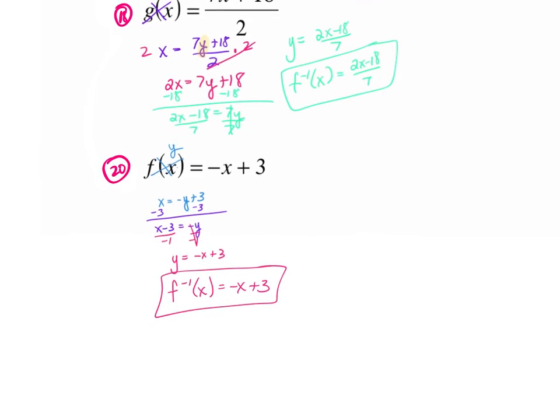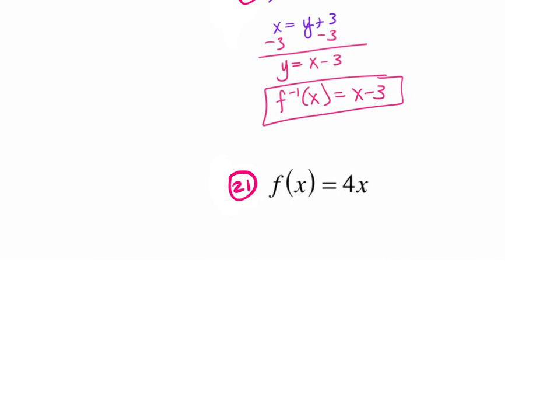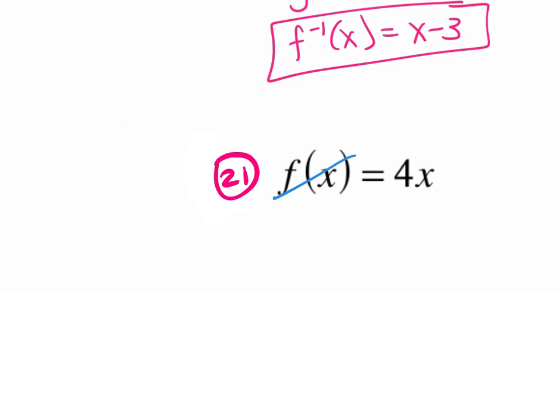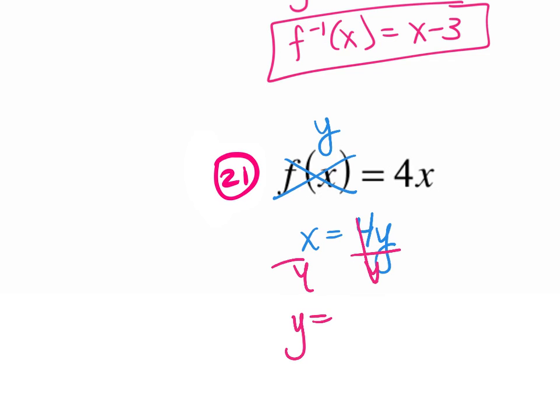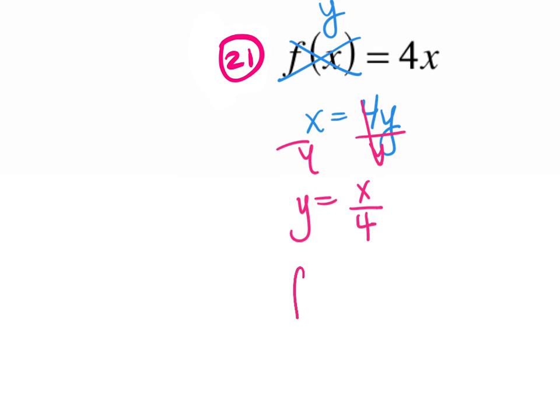How we doing? Pretty good. Okay. All right, last one. Changing f of x to y. We switch our variables, so x equals 4y. Get y by itself, divide by 4. y equals x divided by 4. Rewrite that as function notation. f negative 1 of x equals x over 4.